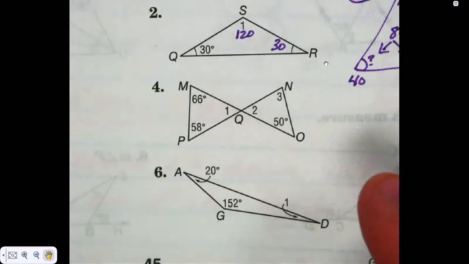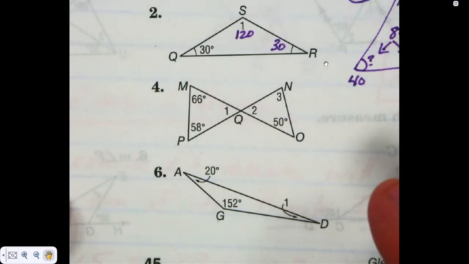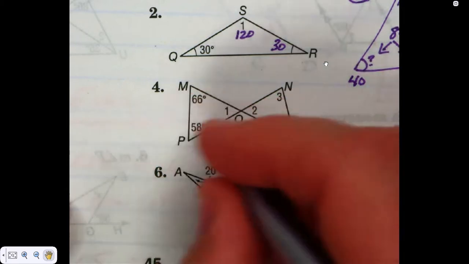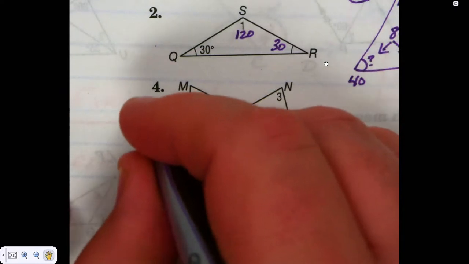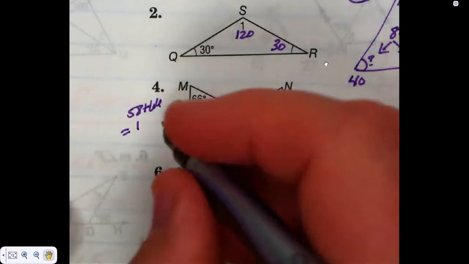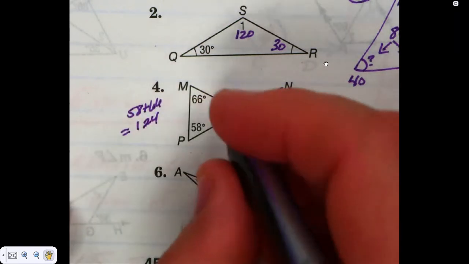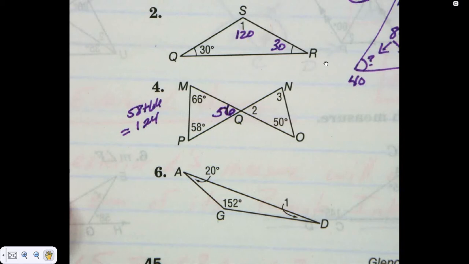What did they do to try to fool you on number 4? They gave us the degrees on the first side. Of all, which one can you find right now? Angle 1? Yeah. Because you have 2 of the 3 in the triangle there, don't you? So 58 and 66 is 124. So how much is left out of 180? 56. Yeah, there's 56 left right there for that one.